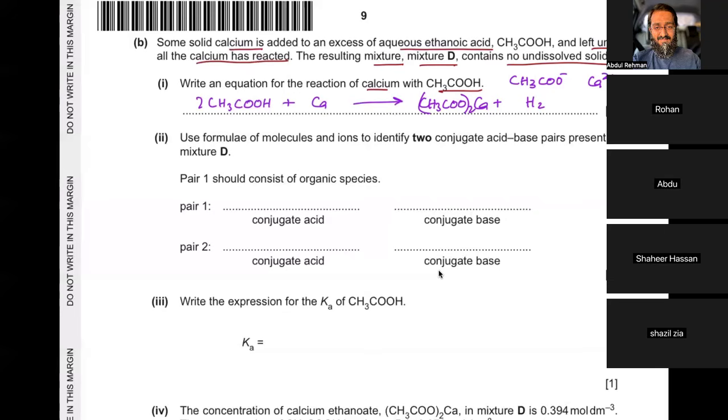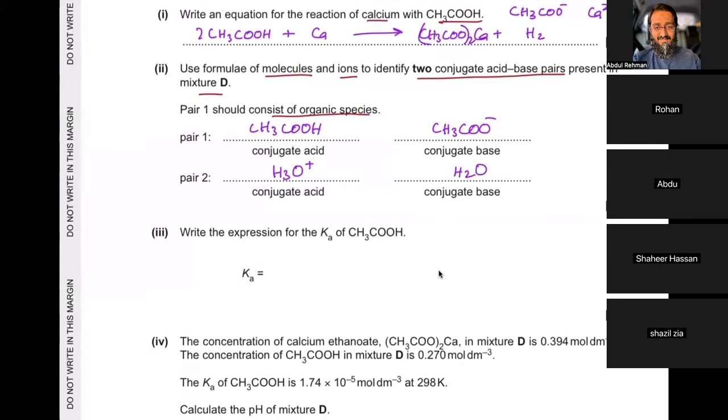Now use the formulae of molecules and ions to identify two conjugate acid-base pairs present in mixture D. Here one should consist of organic species. So the conjugate acid is CH3COOH and its base is CH3COO negative. Other than this, because it's an aqueous solution, the acid is hydronium ion H3O positive and its conjugate base is going to be water.